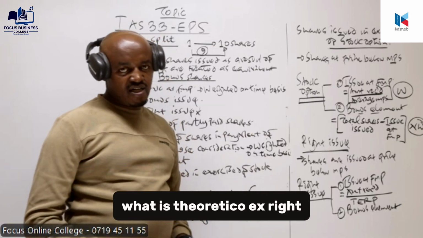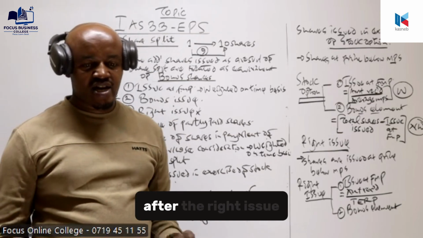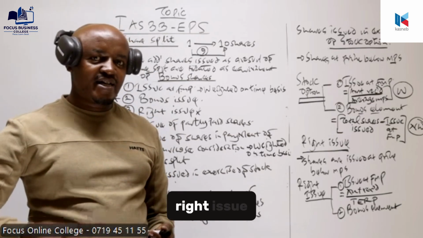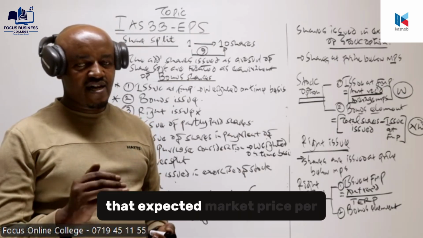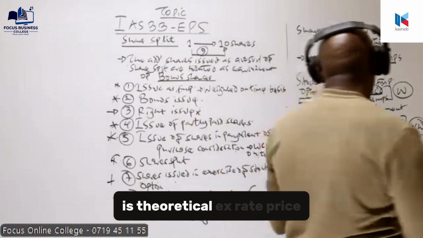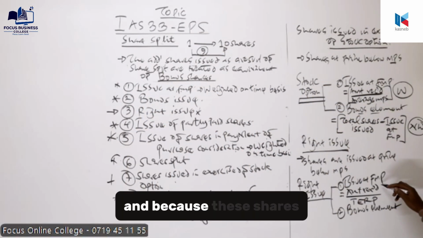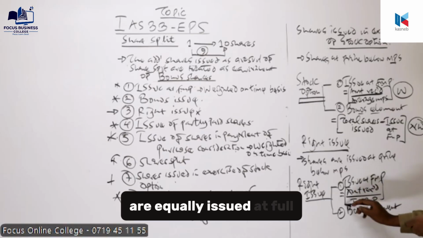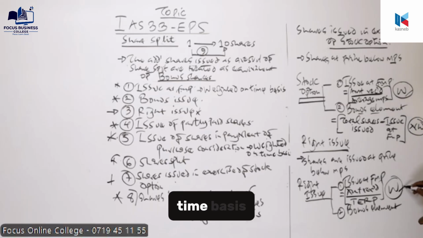What is theoretical exit price? Theoretical exit price basically is the expected market price per share after the right issue. Once the company makes a right issue, the market price per share slightly reduces. So that expected market price per share after the right issue is the theoretical exit price. And because these shares are issued at full market price, they are supposed to be weighted on time basis.